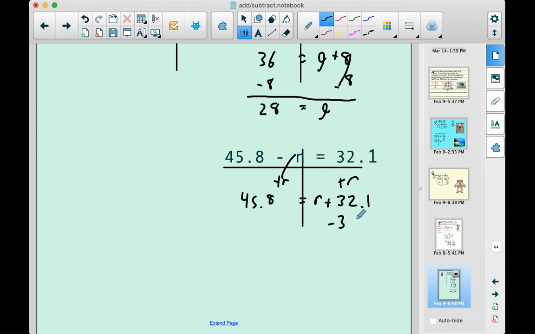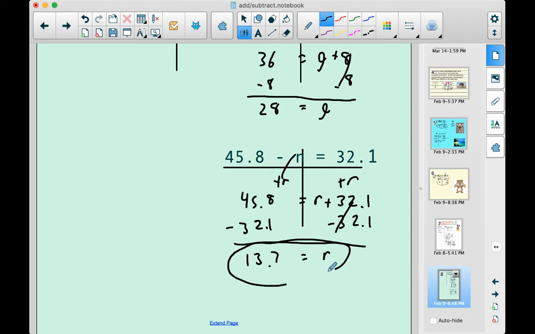Now I get rid of the 32.1 by subtracting it. Then I line up my decimal points. I get r by itself on this side. Over here, 8 minus 1 is 7. Decimal comes down. 5 minus 2 is 3. 4 minus 3 is 1. We get 13.7 for r. If you plugged that into a calculator, you would get this. All right, that's all I've got for you today. Good luck.